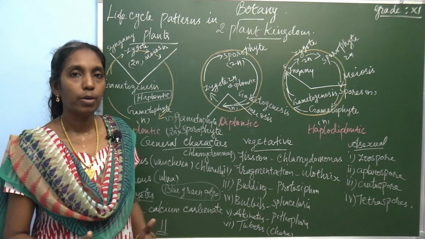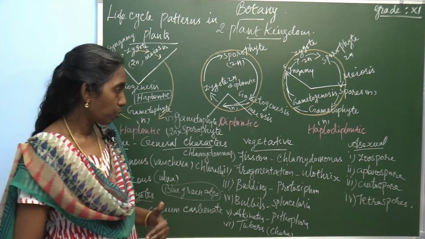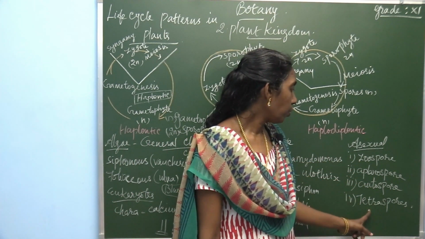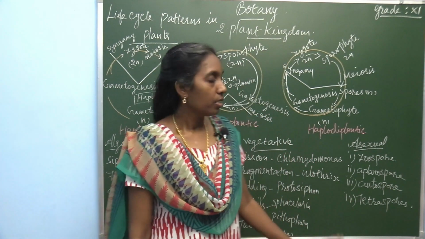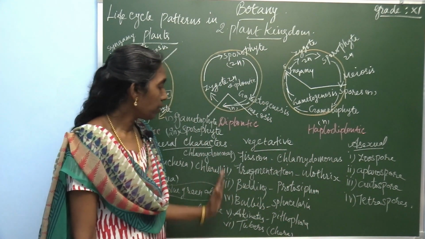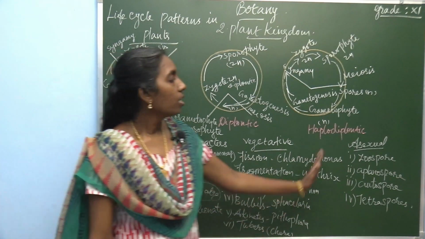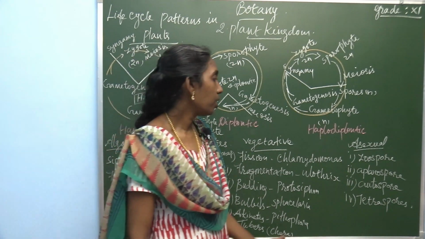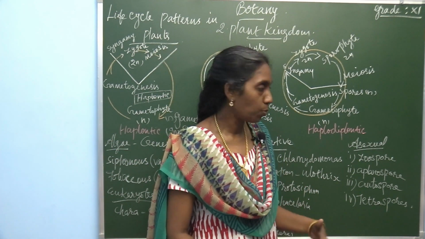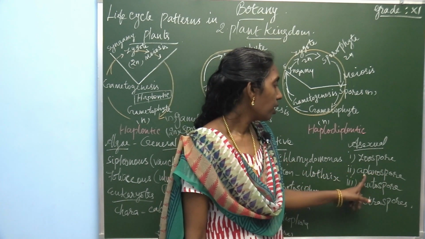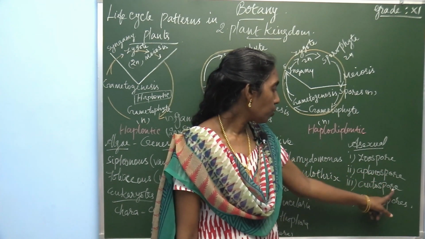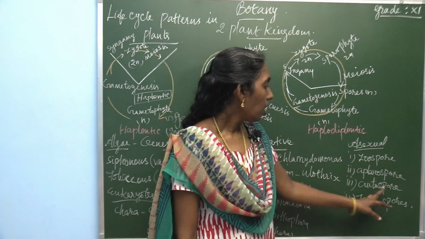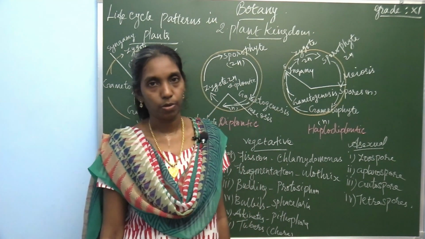Then asexual reproduction takes place by developing a number of spores. They are zoospore, aplanospores, autospore and tetraspores. These are all asexual methods of reproduction. Certain spores are developed. What are the different types of asexual spores? Zoospore, aplanospore, autospore and tetraspore.